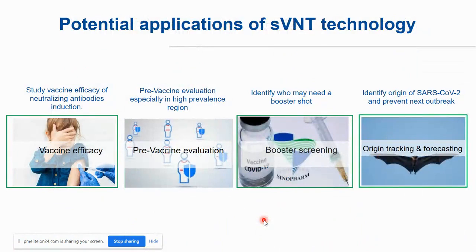So the potential applications of cPass SVNT technology will be first to identify vaccine efficacy, to look at your immune response and whether you have generated enough antibodies for your protection, and to evaluate whether somebody may need a vaccine. If you receive a cPass test even before vaccine, if you have been exposed to SARS-CoV-2, that would be a benefit for individuals who may experience adverse events from the vaccine jab. When the time comes, booster screening will be another important application, so that we can identify who and when we may need this booster shot.